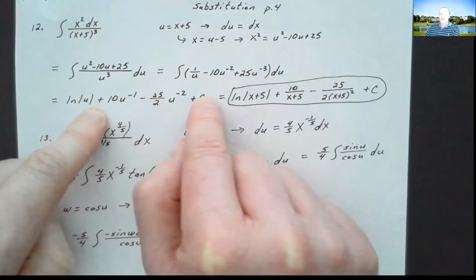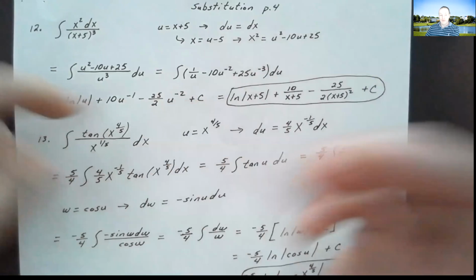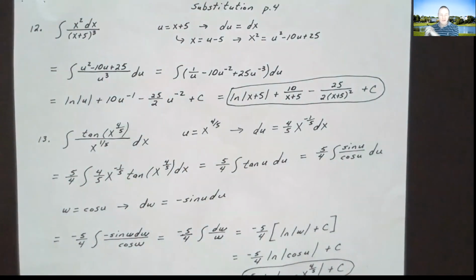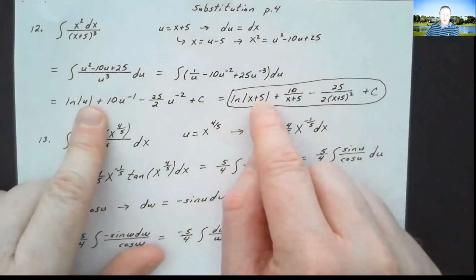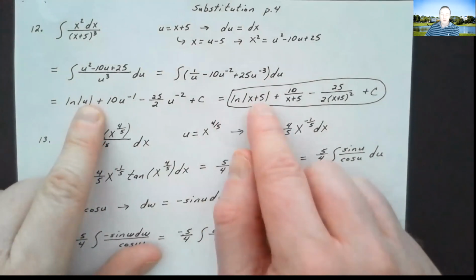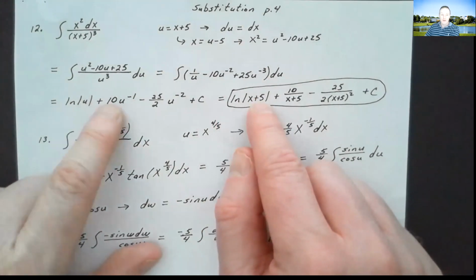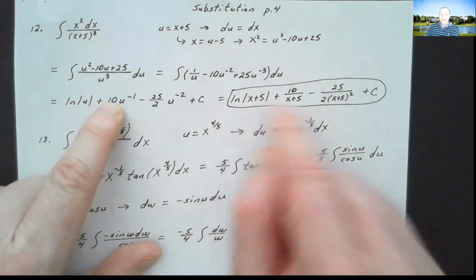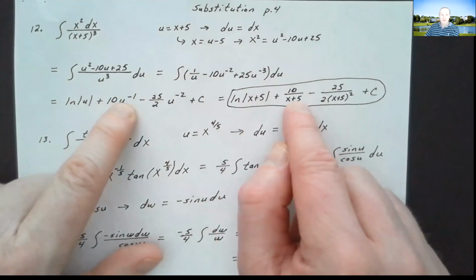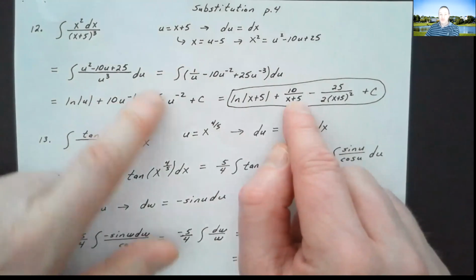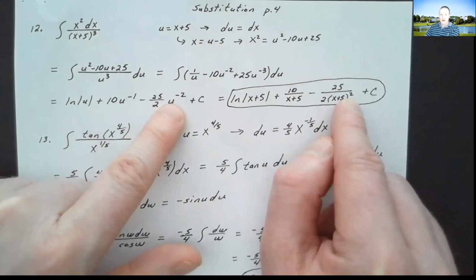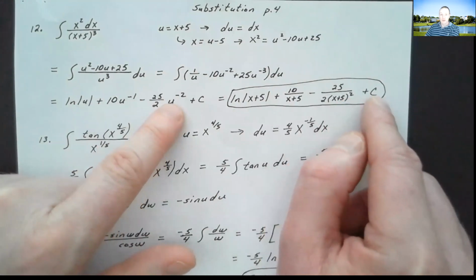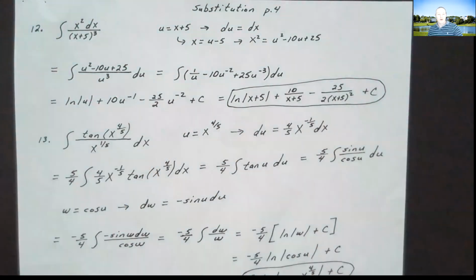Now, this answer, two things wrong with it. One, it's in terms of u, and secondly, it's sloppy to have negative exponents in your final answer. So I got rid of both of those in one step here. I said we know that u is equal to x plus 5, so this is just the natural log of the absolute value of x plus 5. This is going to be plus 10 divided by x plus 5 to the first, and then we have minus 25 over 2 times the group x plus 5 to the second power, plus your constant of integration. Gorgeous format of an answer there.